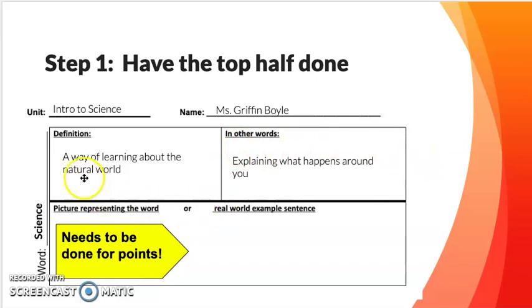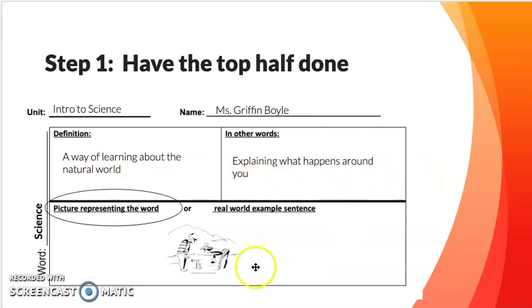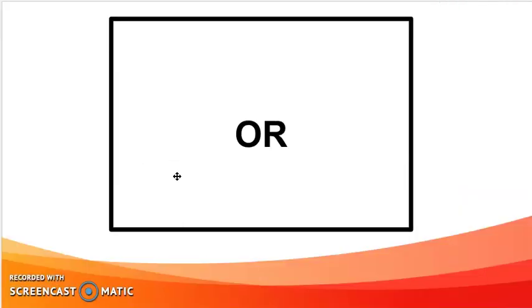So to me, I see the words natural world and I think of nature. And then I have to explain what happens. So I might draw a picture that looks like this. There are two people out walking in nature and they're reading a sign. So now they're learning about the natural world by reading that sign. If you do choose to draw, stick figures are just fine.